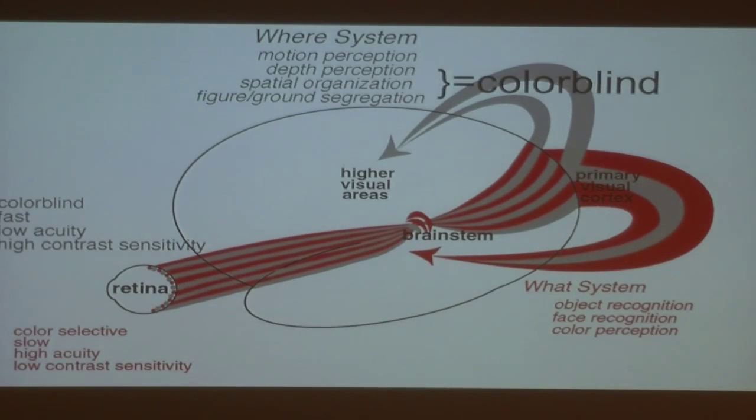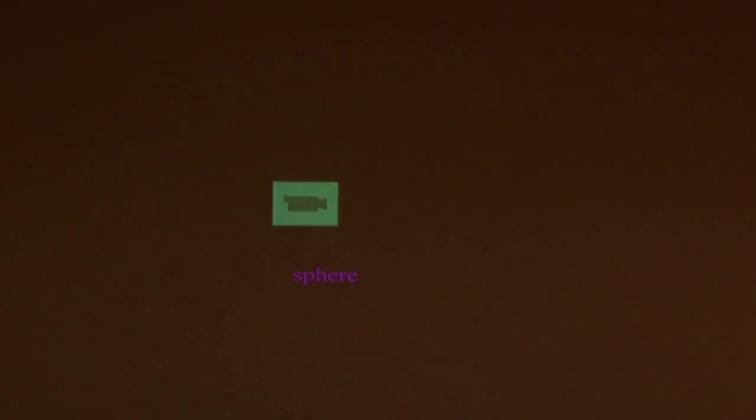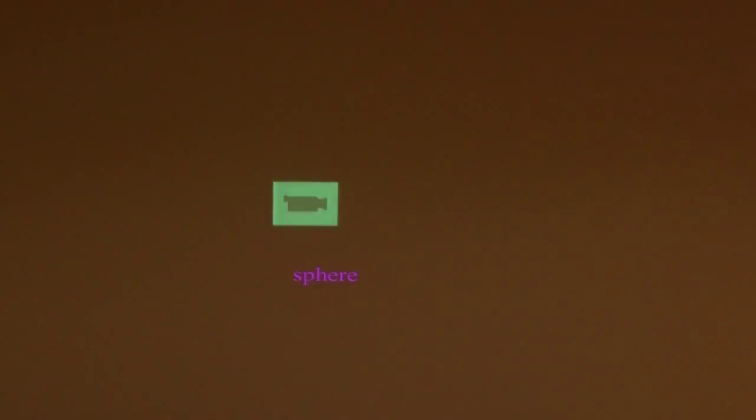So I want to try to convince you that your ability to see depth, spatial organization, and figure ground segregation are carried by a colorblind part of your visual system. And to do this, I need to turn the lights down. Lights off. Okay. So here the red spots are brighter than the green, and this thing should look three-dimensional.